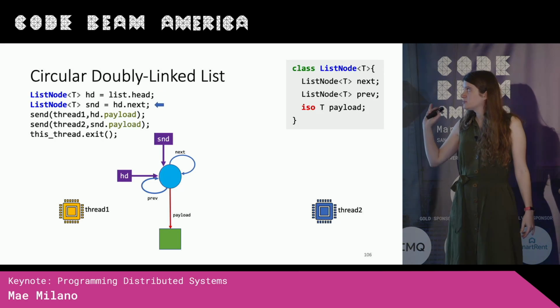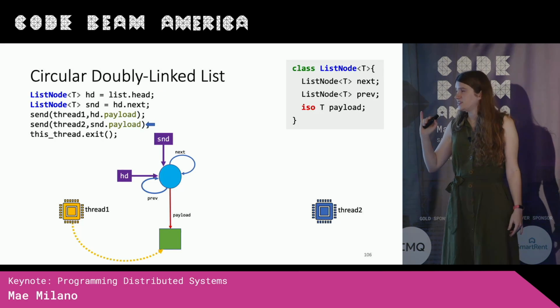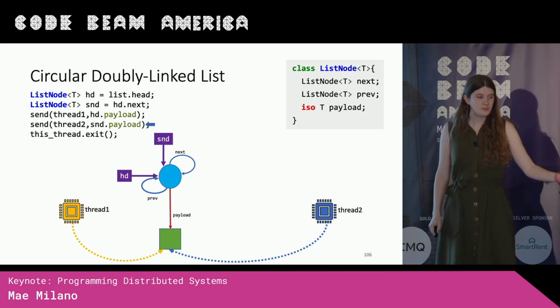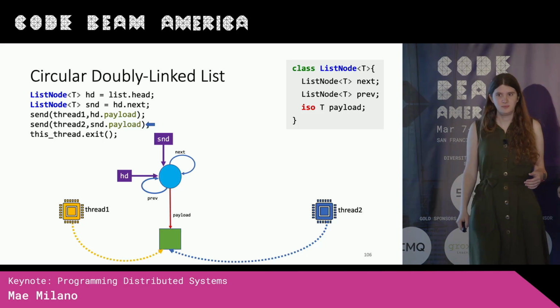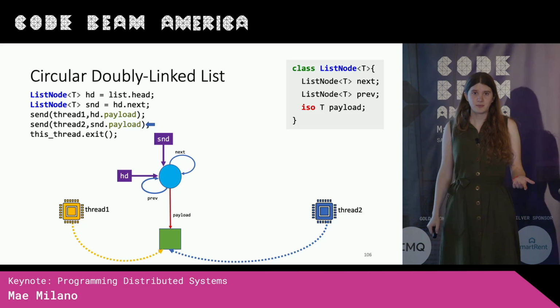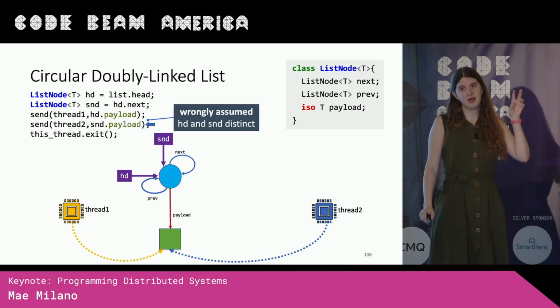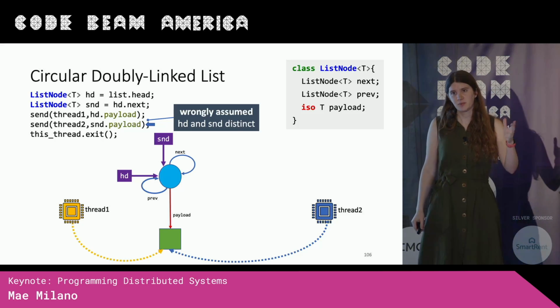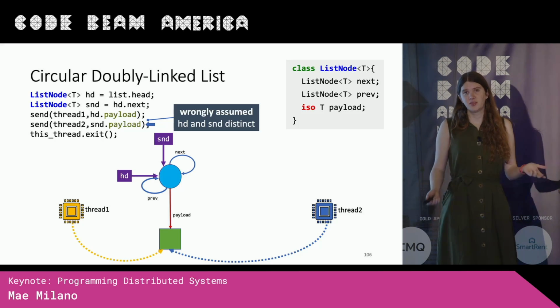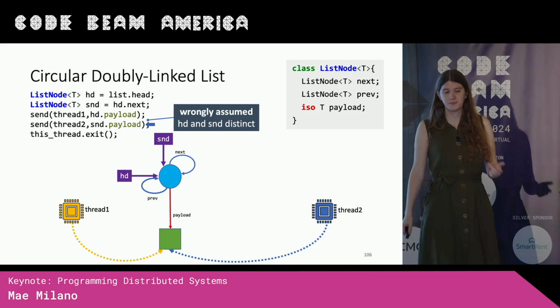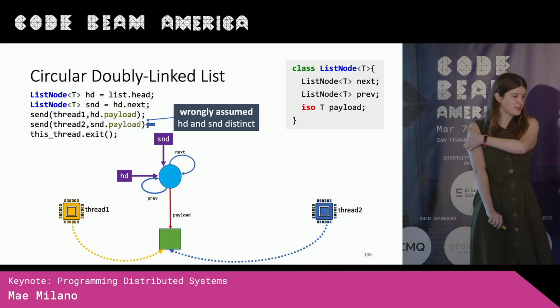But now when I run this program, head and second are the same, which means head.payload and second.payload are the same. And I've got a data race. The bug that I made, the bug that it took us a few minutes to decode, is that we've wrongly assumed that head and second will always be different. We've effectively wrongly assumed that this is a valid doubly linked list of size 2, or at least 2. This is path confusion.